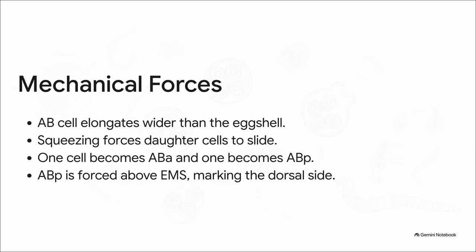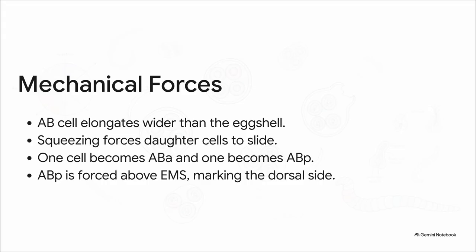And as it divides, it elongates so much that it actually becomes longer than the eggshell is wide. It literally has nowhere to go. It hits the curved walls of the shell, and the resulting mechanical squeezing physically forces the newly forming daughter cells to slide right past one another. One cell gets pushed toward the front, becoming the ABA cell, and one gets shoved toward the back, becoming the ABP cell. But here's the crucial part.